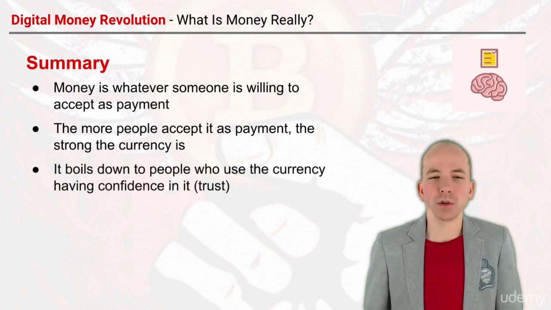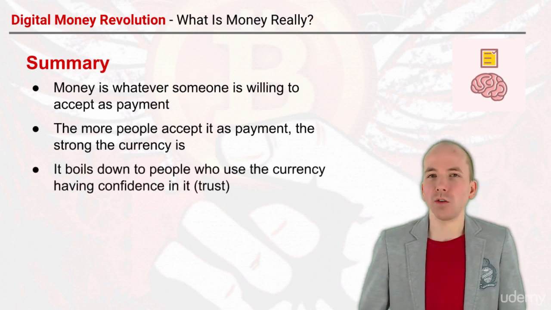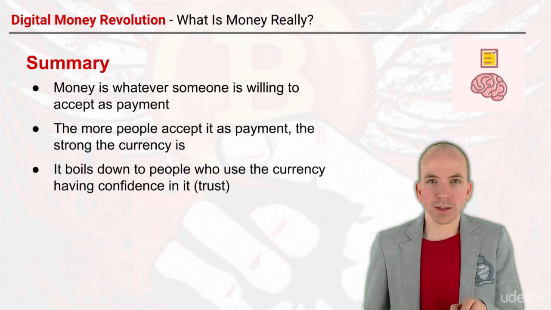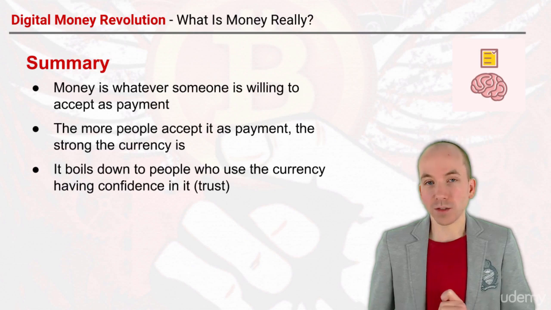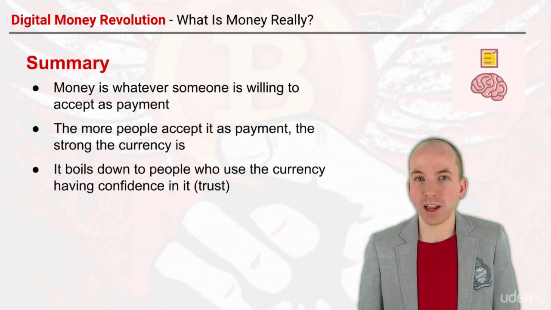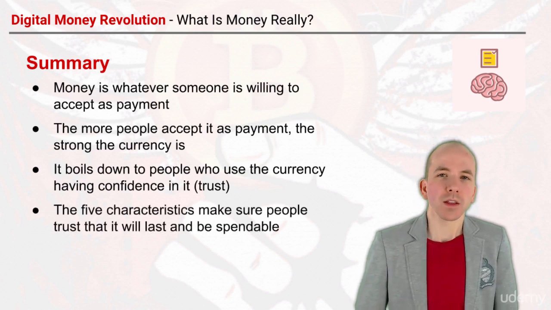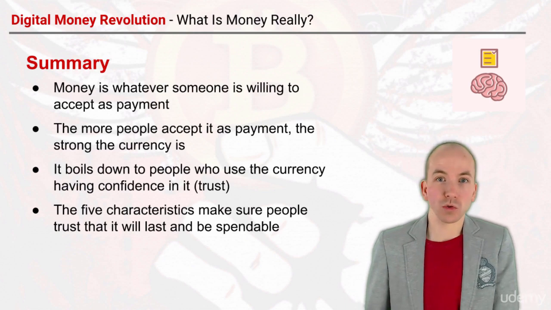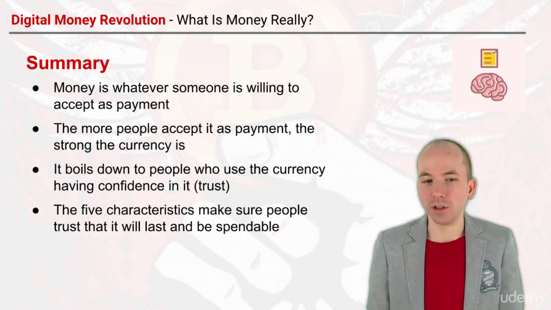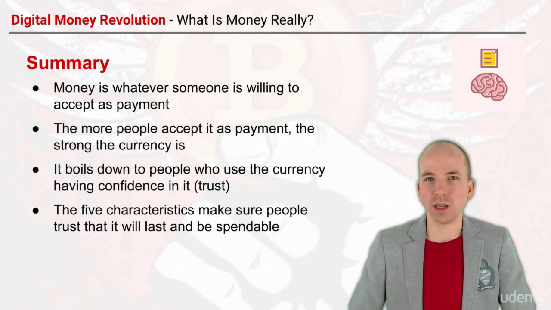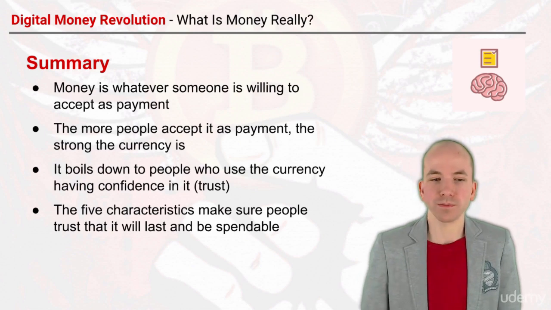And this all boils down to people who use the currency having confidence in it. So that's like trust. Do I trust that the currency you're giving me has value, and can I spend it with someone else? And will they have confidence that it has value? And those 5 characteristics that we went through are the things that make sure people will trust it and that it will last and be spendable in the future. So durability and all that kind of thing, recognizable. These are all of the things that maintain trust in the currency and get everyone to continue using it.